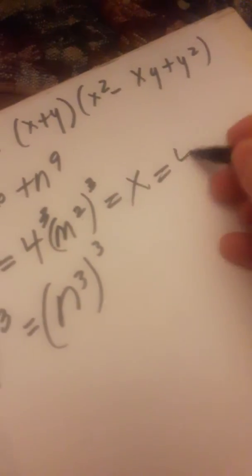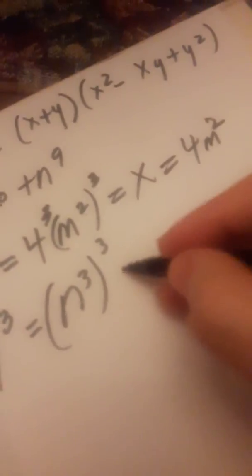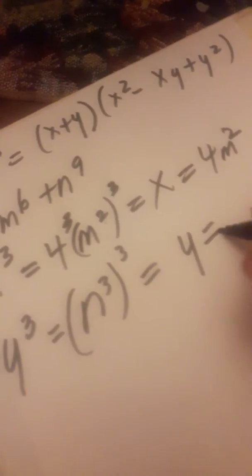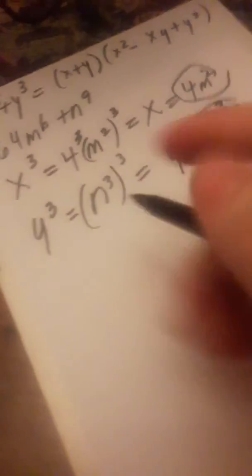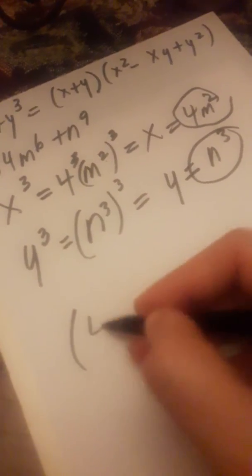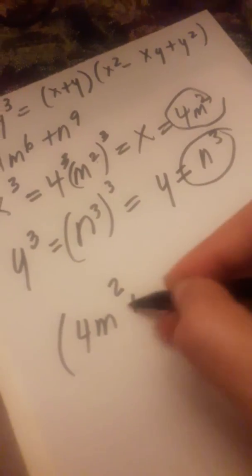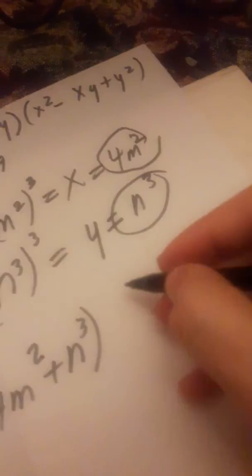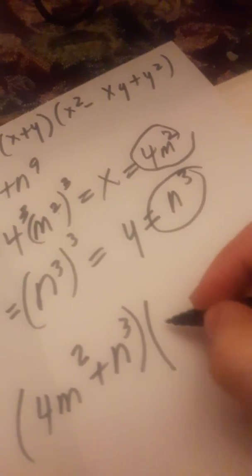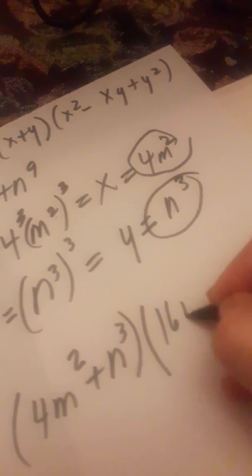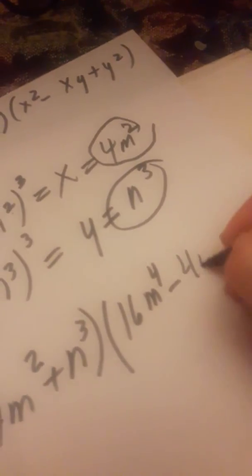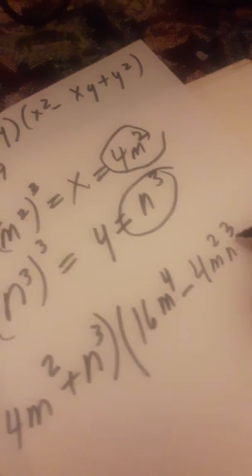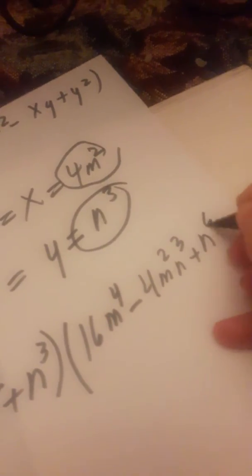So bottom line, my x is what? Well, it is 4m². Remember, it's the base, not the whole thing. And y is going to be what? n. Now that I have these two values, I can begin to replace. So I have 4m² minus n, times x², 4 times 4, 16, m to the fourth, plus 4m² times n, putting them together, and n². And the last one is going to be n to the 6th power. Very good. And I'm done.